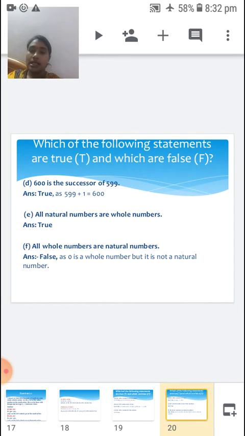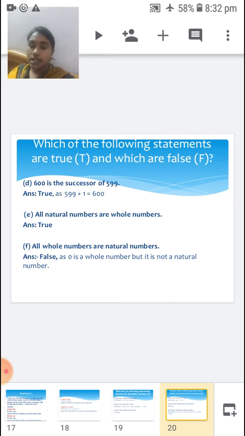So let us move to the next question. D sum. 600 is a successor of 599. So here we have successor. So immediately when you see successor of a particular number, you should add 1 to the given number. Right? So when you add 599 plus 1, you get 600. Isn't it? So the answer is true. So the statement will go like this. True, as 599 plus 1 is equal to 600. The above statement is true.